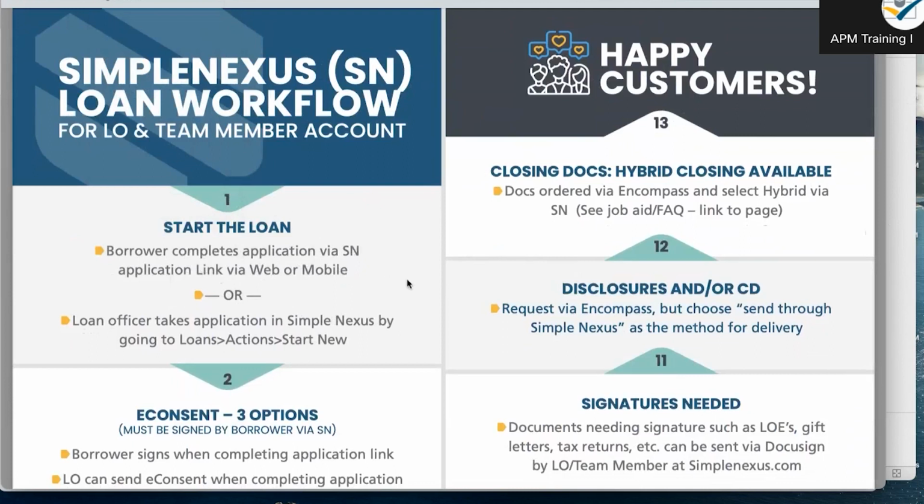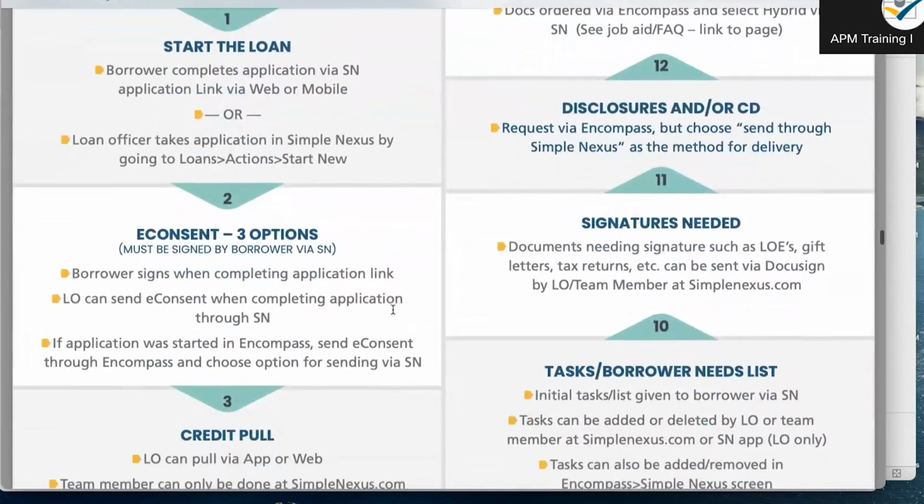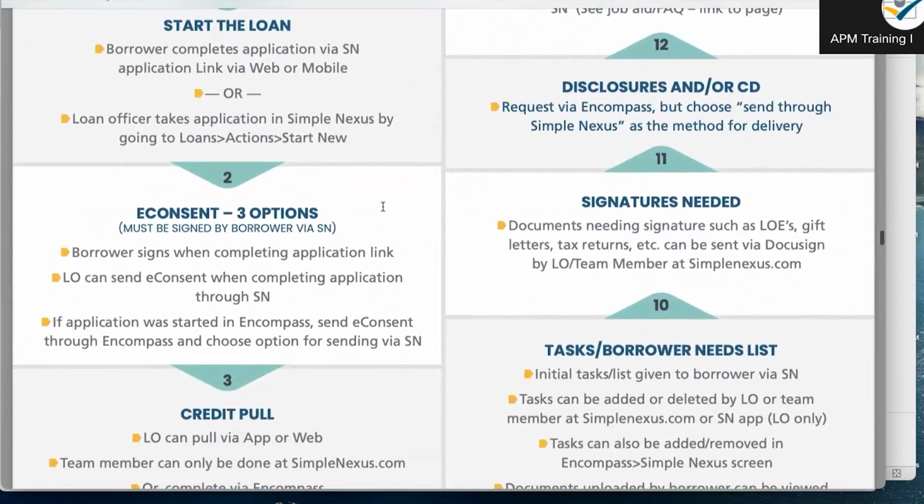The other option is that the loan officer can take the application in SimpleNexus by going to the loans section and then actions and then start new application. Next is going to be the e-consent. There's a couple different ways that takes place.